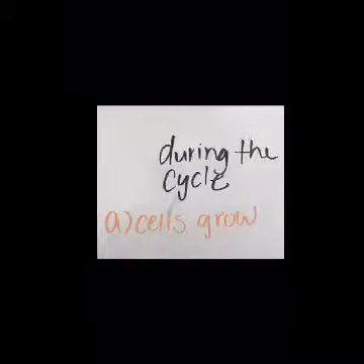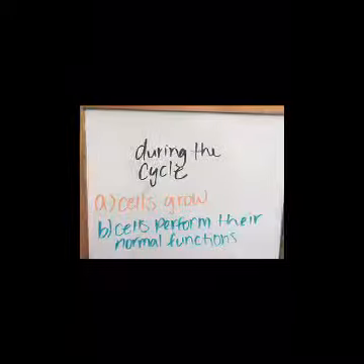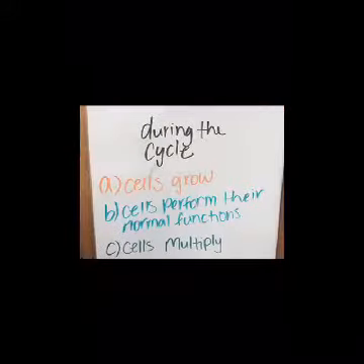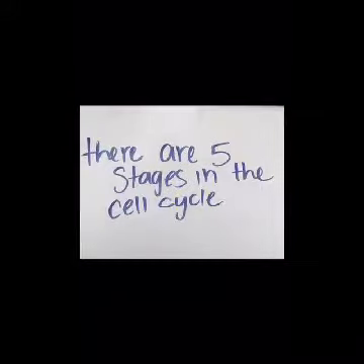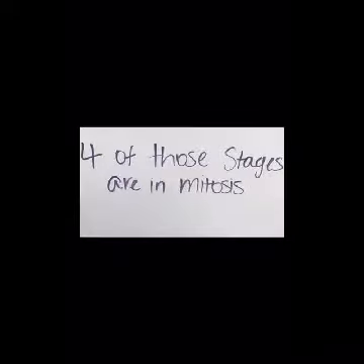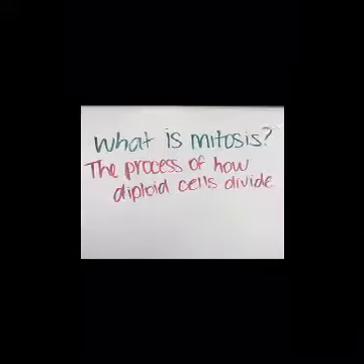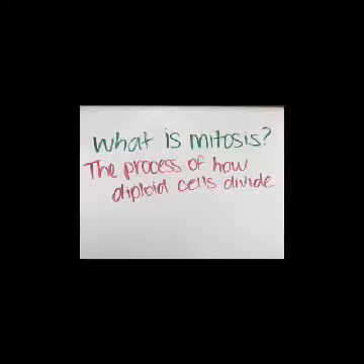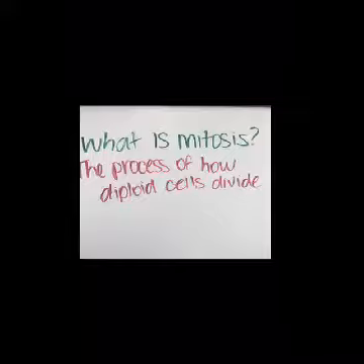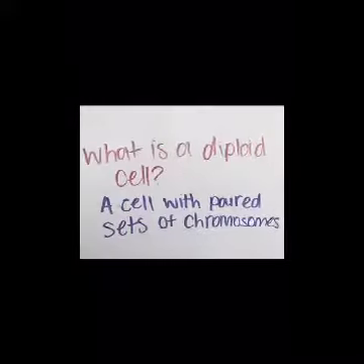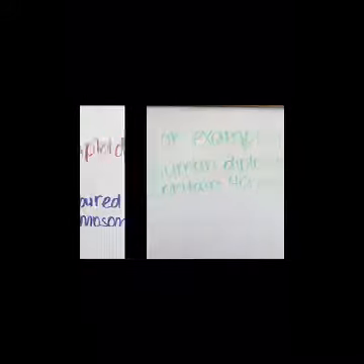The cell cycle. During the cell cycle, cells grow, cells perform their normal function, cells multiply, and there are 5 stages in the cell cycle. 4 of those stages are in the mitosis. What is mitosis? The process of how diploid cells divide. What is a diploid cell? A cell with paired sets of chromosomes. For example, human cells contain 46 chromosomes.